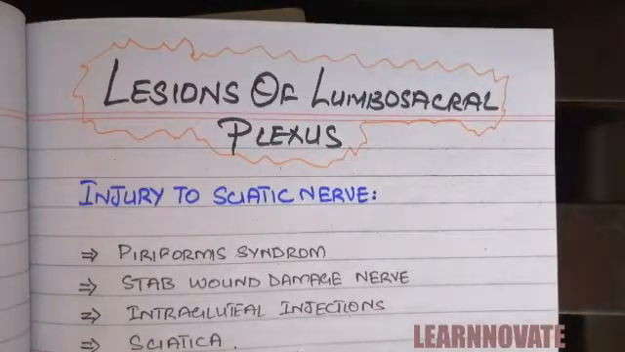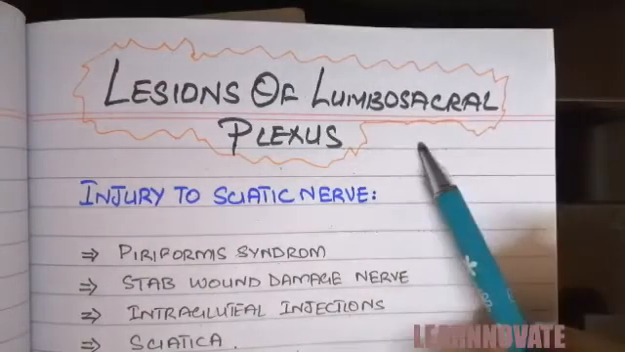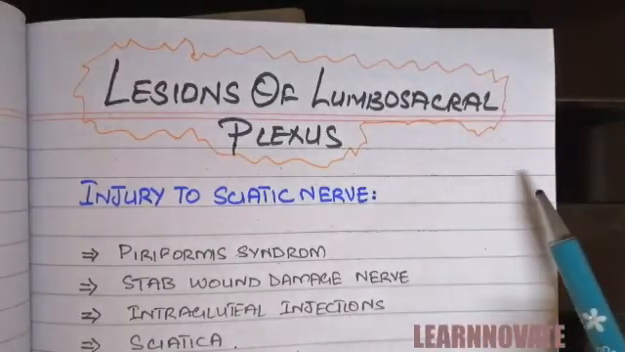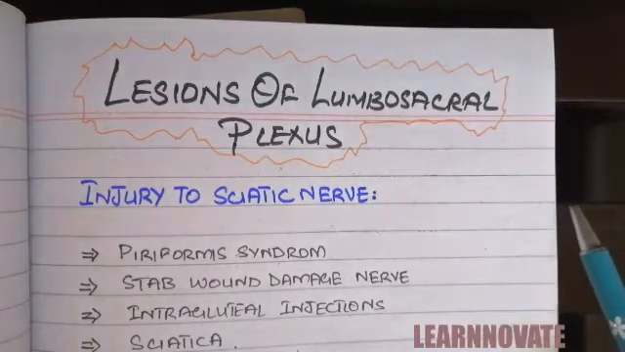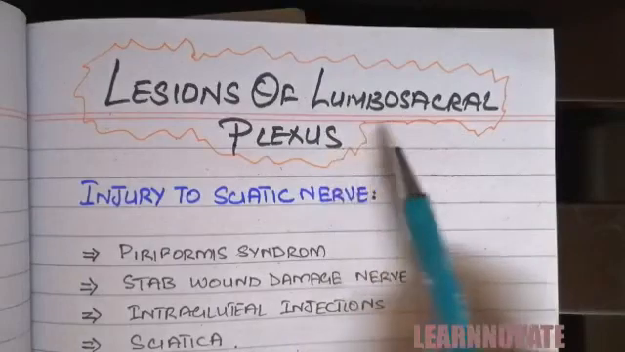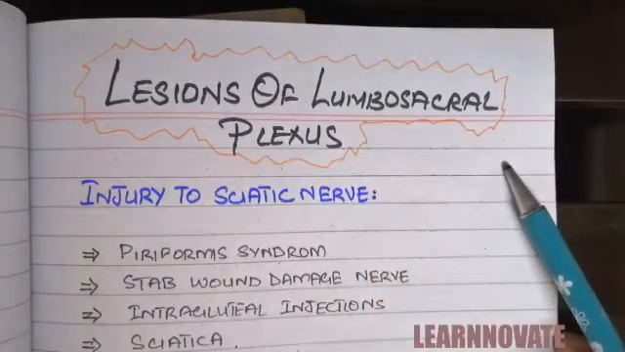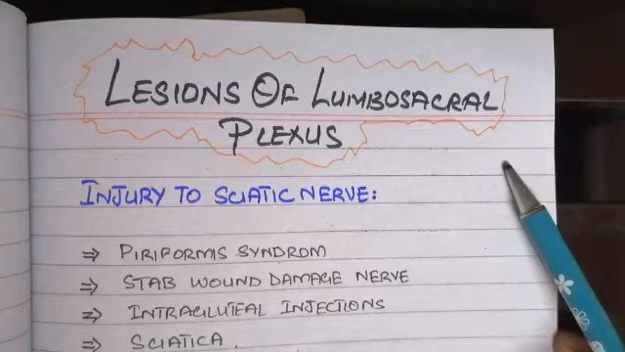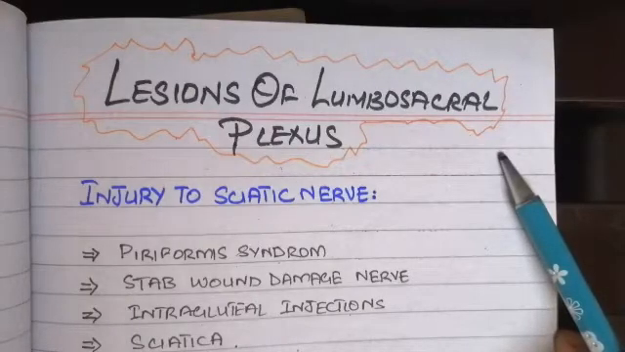Today we are going to discuss the lesions or injuries of the plexus, that is, the lumbosacral plexus. This lumbosacral plexus, which I have discussed in a separate video, is the largest plexus of the lower limb. The lower limb gets its nerve supply mostly from the nerves that arise from the lumbosacral plexus. That's why this plexus is formed from the nerve roots having the rami from L4 till S3, and these lumbar and sacral nerves combine, with the anterior and posterior divisions, to form certain nerves, and these nerves supply the lower limb.